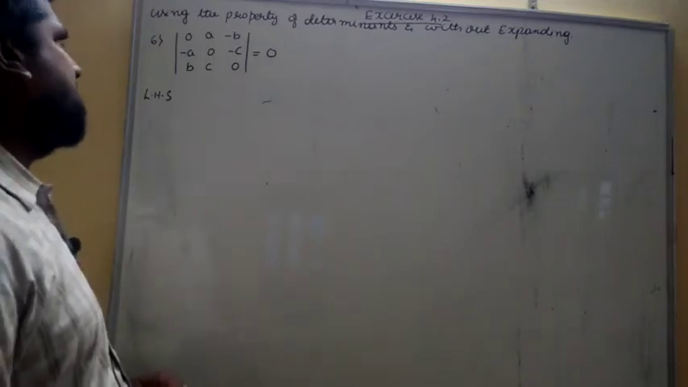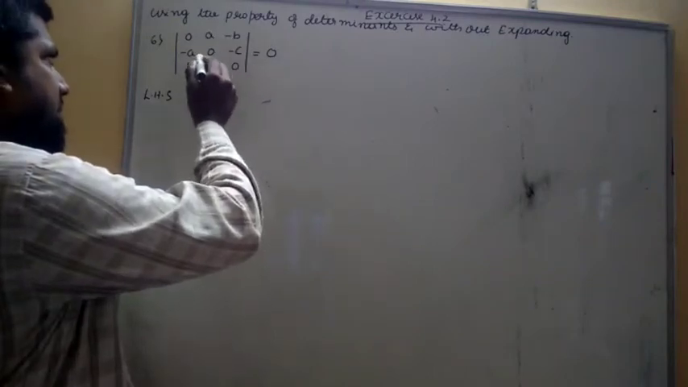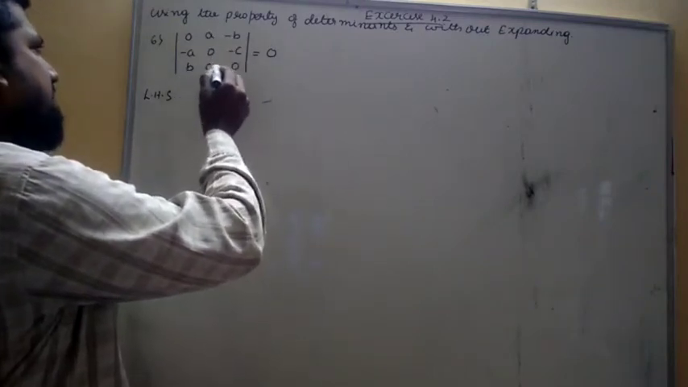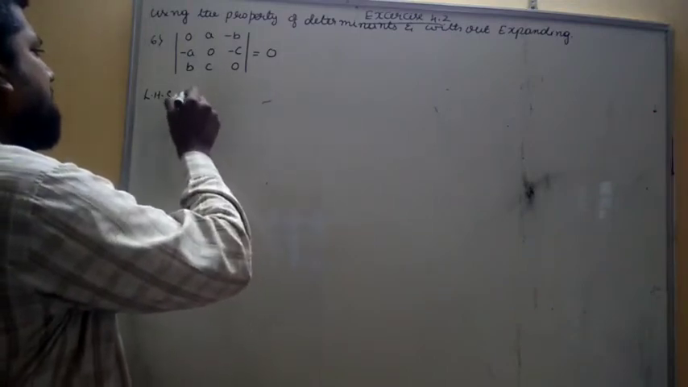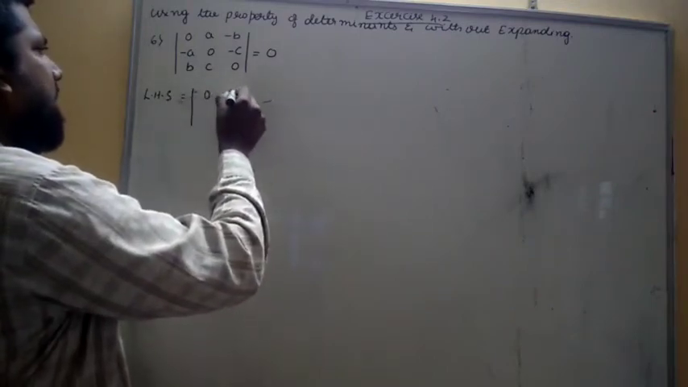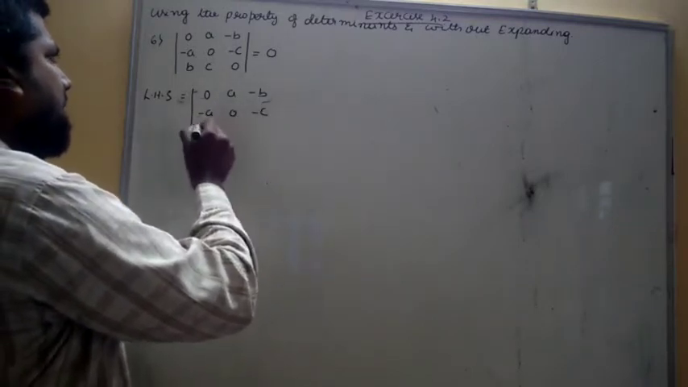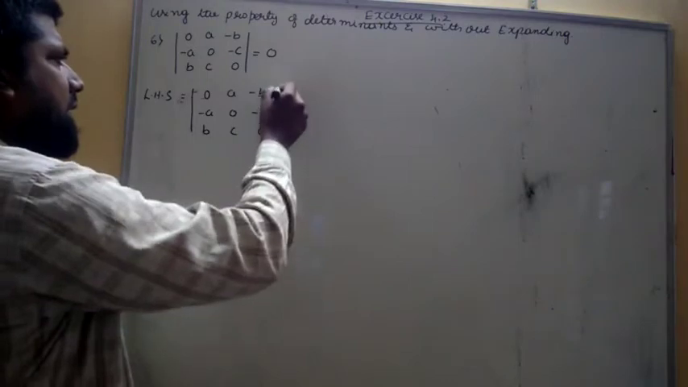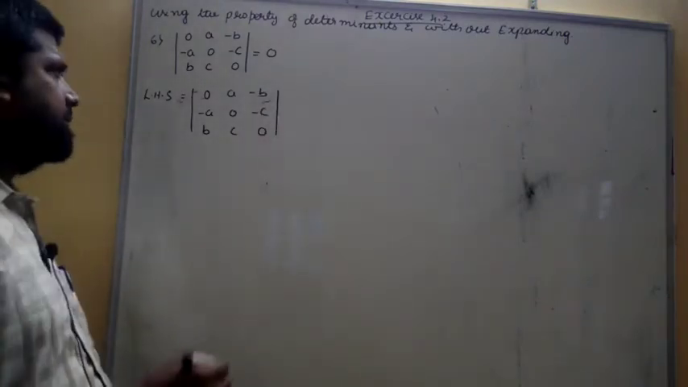Yesterday we have done 5 problems. Today let us solve the sixth problem. The sixth problem is the determinant with rows 0, a, minus b; minus a, 0, minus c; b, c, 0. Let us take LHS. So LHS is the determinant 0, a, minus b; minus a, 0, minus c; b, c, 0. This is on LHS. We have to prove that the value of the determinant should be 0.